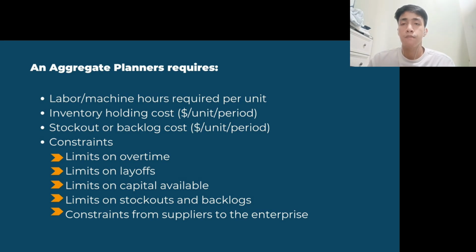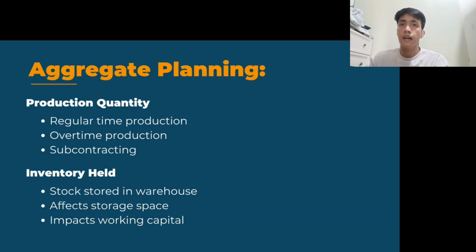mas cost-effective yung production. Next is aggregate planning. So, dito naman sa production quantity, tinitignan ng company kung gaano karami yung kailangan nilang i-produce. So, may 3 main options sila. Regular time, overtime, at subcontracting. So, sa regular time means normal working hours lang.